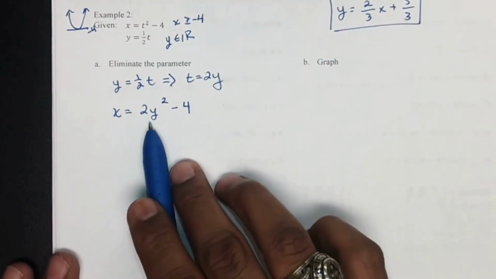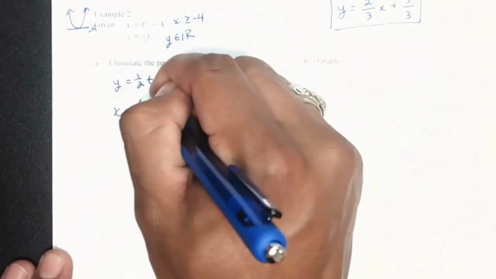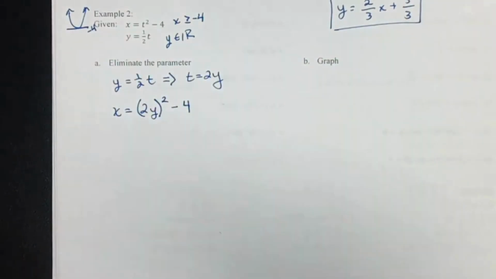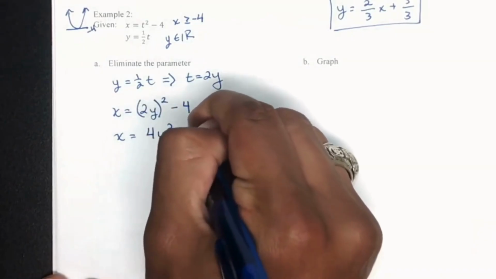And this is where a lot of students make mistakes. When you plug in 2y for t, this 2y needs to be in parentheses. There's no ifs, ands, or buts about it. It needs to be in parentheses because that changes that coefficient to 4y squared minus 4.